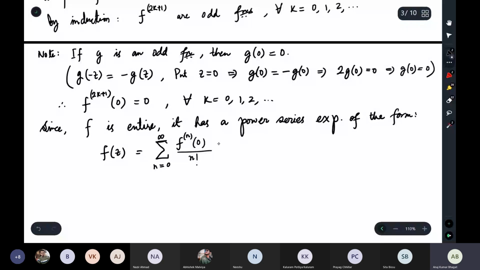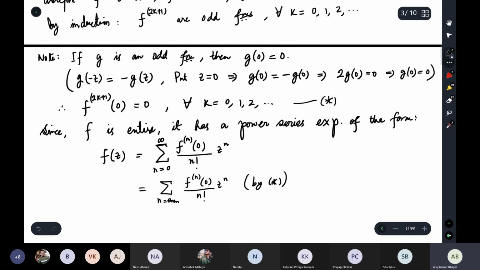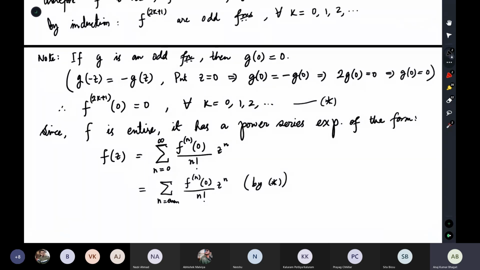So if I call this line as star, do you see all the odd terms will vanish? So using star, what can I say? Only the even ones will remain, n is even and it is running up to infinity, because using star, every odd derivative will vanish at 0, so this makes c n go to 0 whenever n is odd.